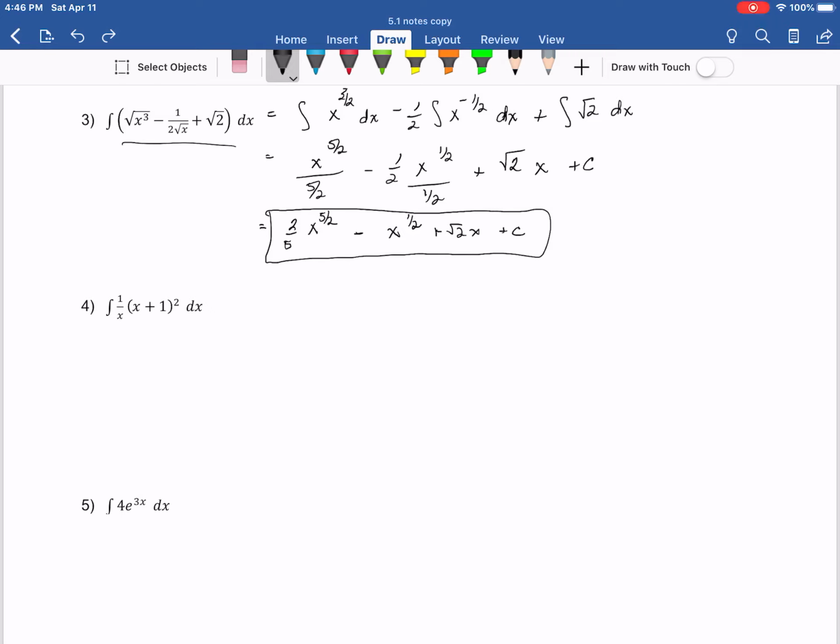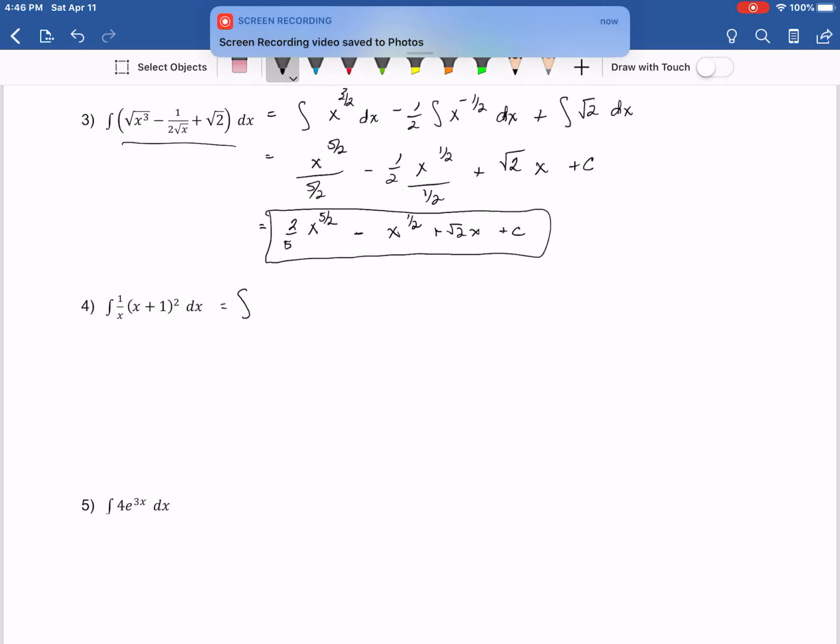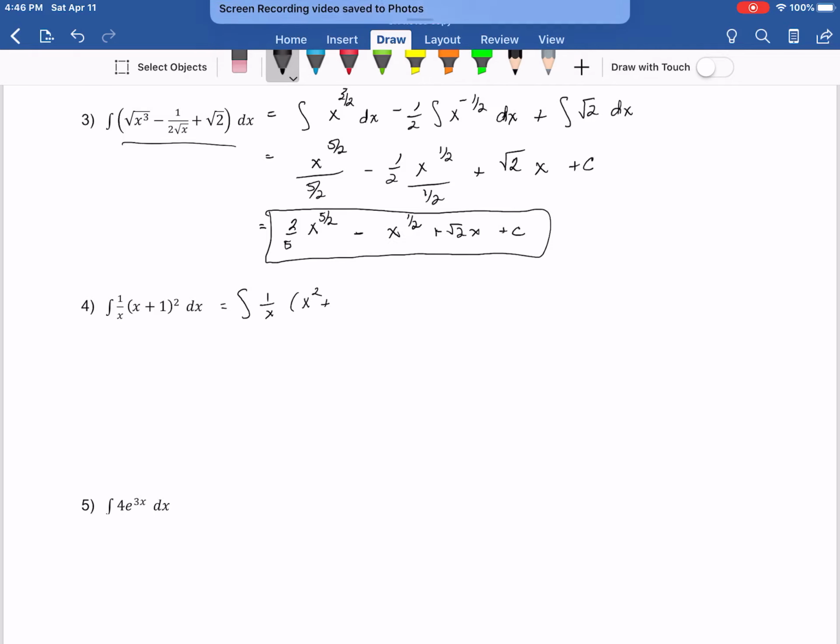All right, let's continue. Now this one I need to do a little bit of work before I can take the integral. I need to FOIL the x plus 1. It's a binomial squared, so I don't have a way right now to take the integral of something in that form. I am going to FOIL it out until it looks like something I'm able to work with.